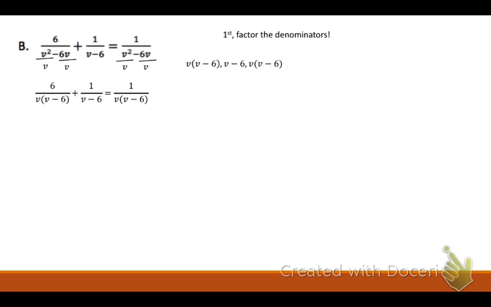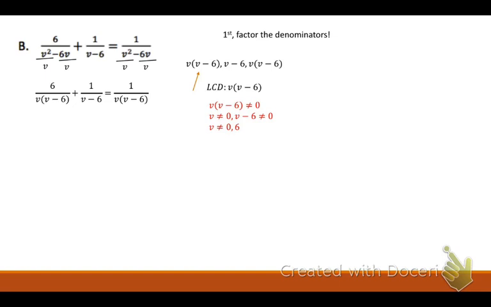Now that everything's factored, I'm going to look at my denominators, find my least common denominator. So v times v minus 6, that has the v minus 6, and it has the v, there's nothing else that it's missing. So my least common denominator there is v and v minus 6. So then I need to state my restrictions. I have v times v minus 6 cannot equal 0, which means v cannot equal 0, and v minus 6 cannot equal 0. So v cannot equal 0, and it cannot equal positive 6. Okay? Now, I stated my restrictions.